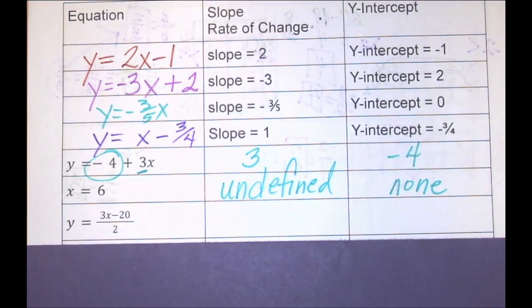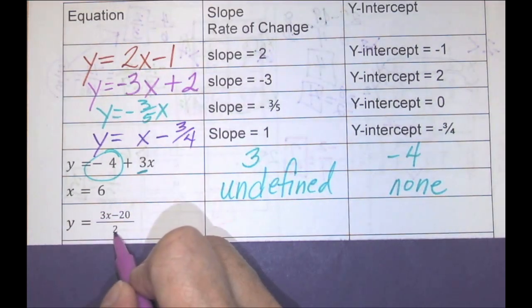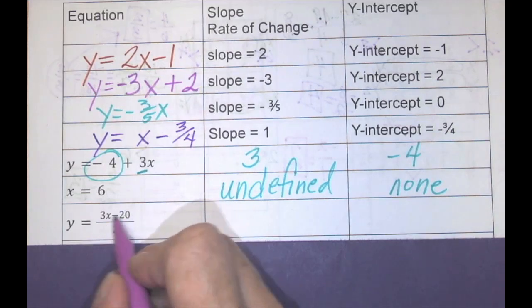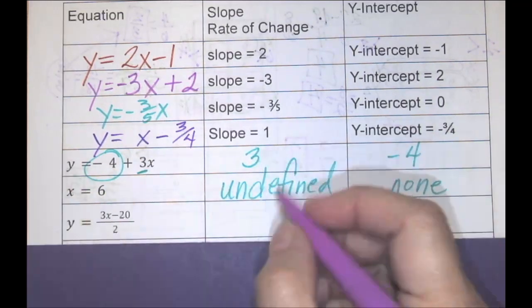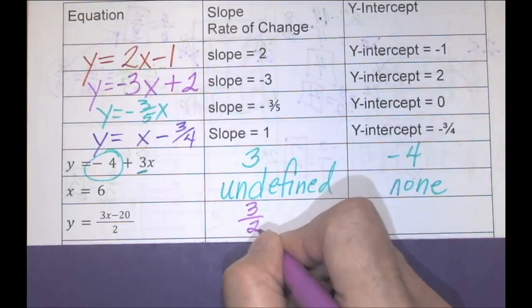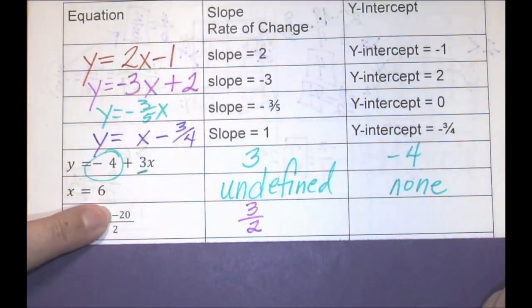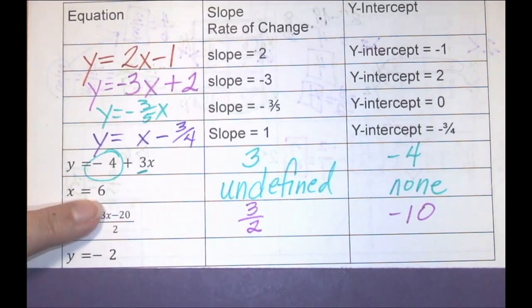This one's a little tricky. The 2 is dividing into everything. Everything here is divided by 2. So if I look at just this part, my slope is 3/2. If I look at just this part, my y-intercept is -10 because all of it was divided by 2.